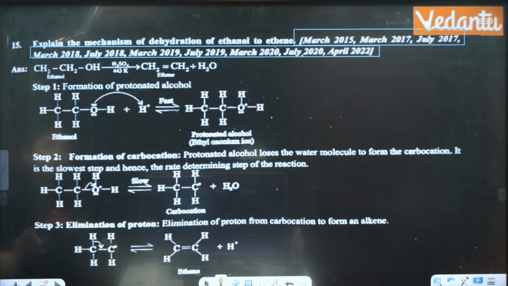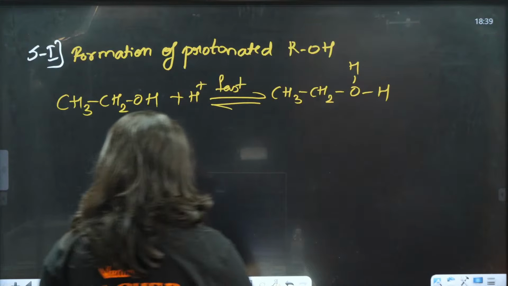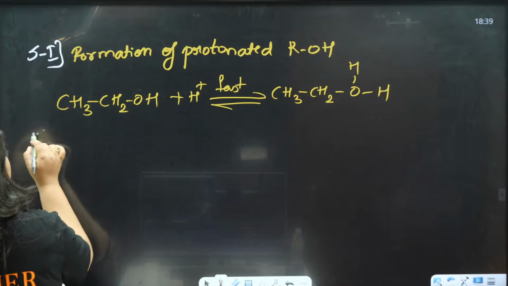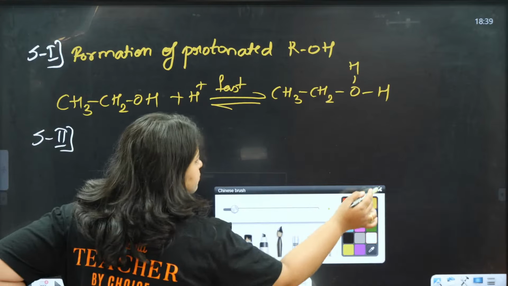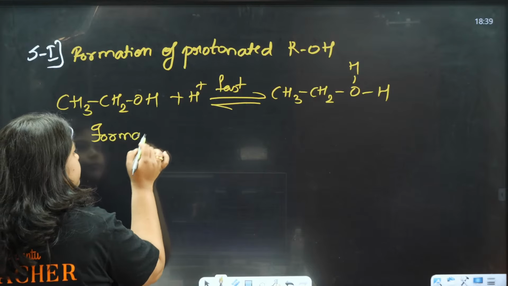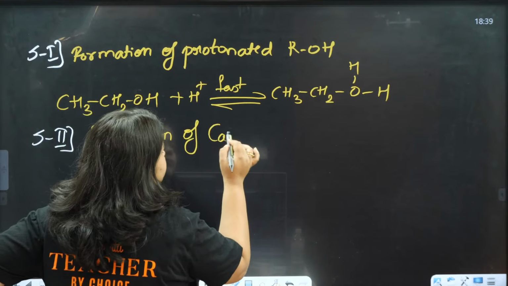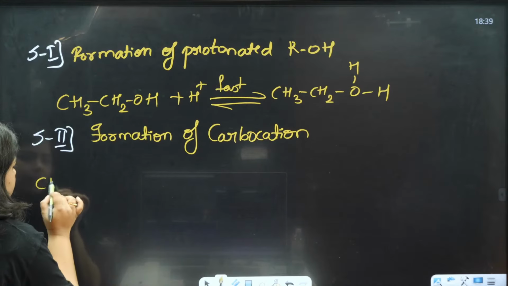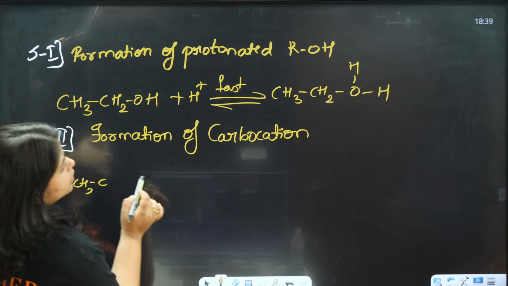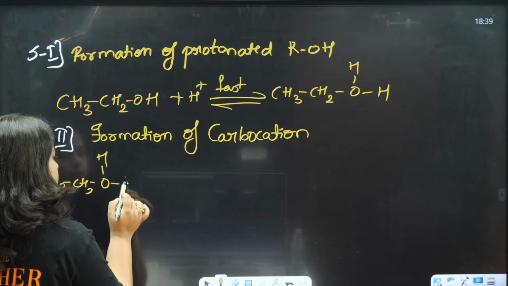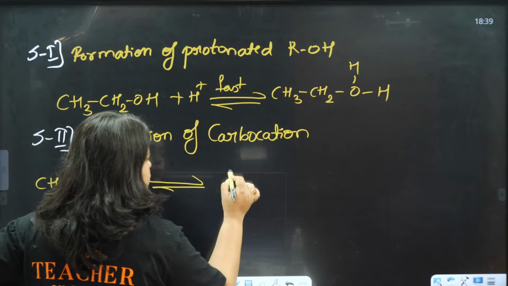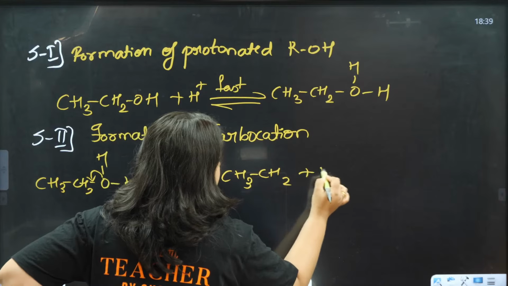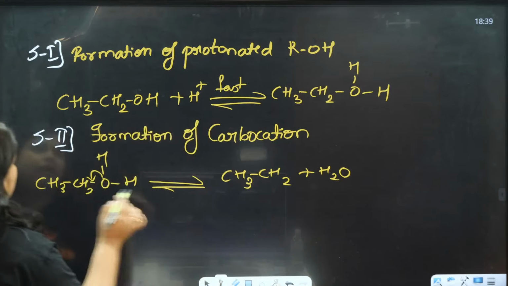Next, what is going to happen? Formation of a carbocation is going to happen. The carbocation formed is CH3CH2+, so this bond breaking is going to happen, and CH3CH2+ plus H2O is being formed. Clear? Then afterwards, step 3.